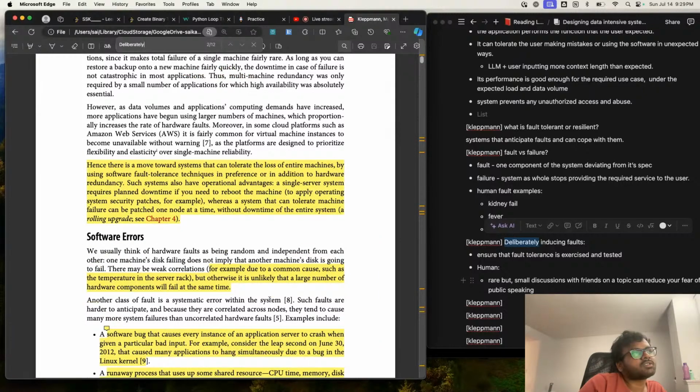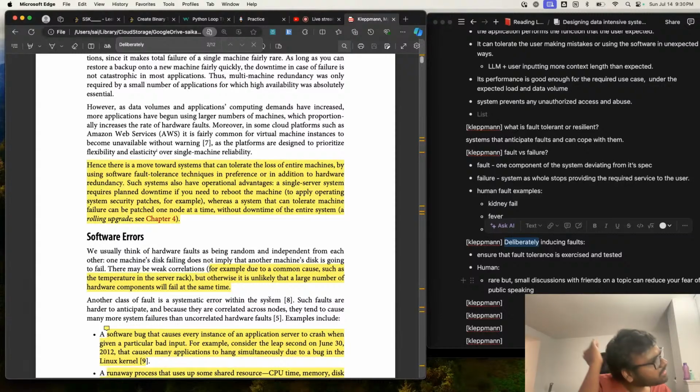So we usually think of hardware faults as being random and independent from each other. One machine failing does not imply another is going to fail. There may be weak correlations, for example, such as temperature in the server rack. Otherwise, it's unlikely that a large number of hardware components fail at the same time, unless they're in the same data center and the data center lost its power. There's no generator over there.